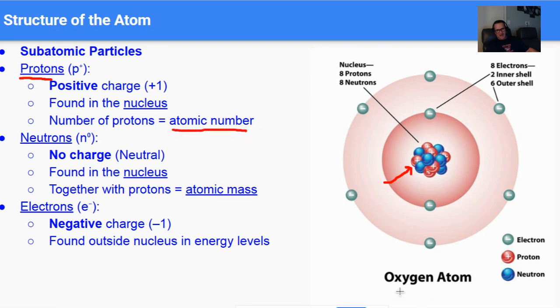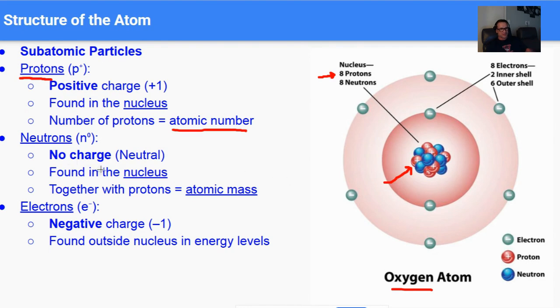So you can see here's oxygen right here, an oxygen atom. And oxygen has 8 protons. That's its atomic number. If it had 7 protons, it wouldn't be oxygen, it would be nitrogen. If it had 9 protons, it wouldn't be oxygen, it would be fluorine. So the atomic number of oxygen is 8 because that's the number of protons it has.